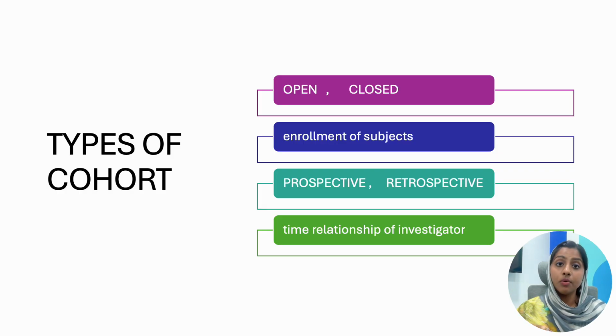So let's take a look at what the different types of cohort studies are. You have open and closed cohort studies, which is based on enrollment of subjects. We'll deal with this in detail. And then based on time we have prospective and retrospective cohort studies.